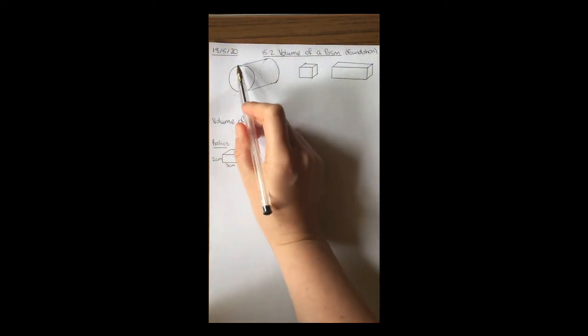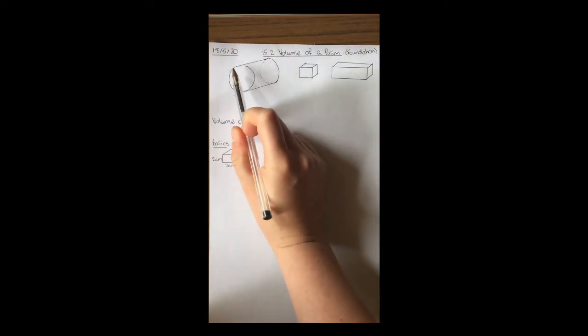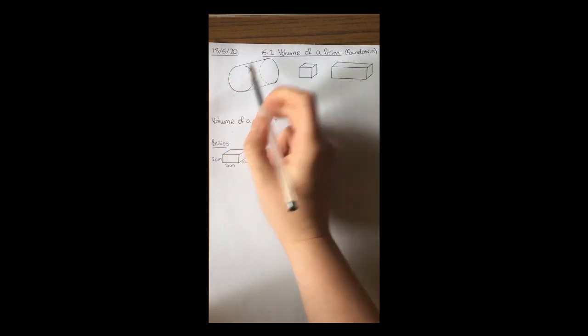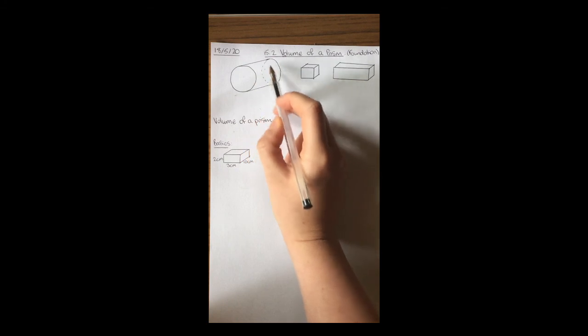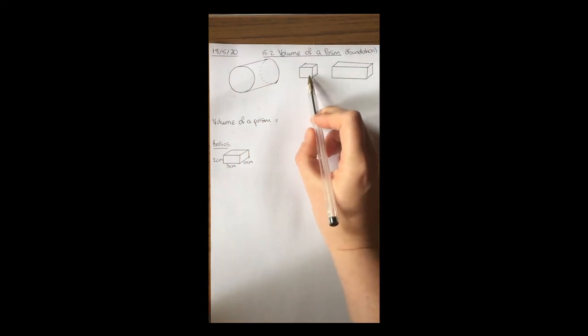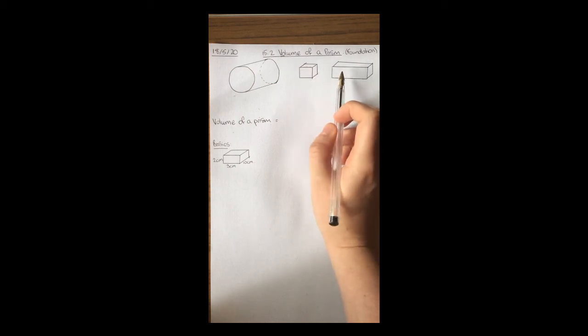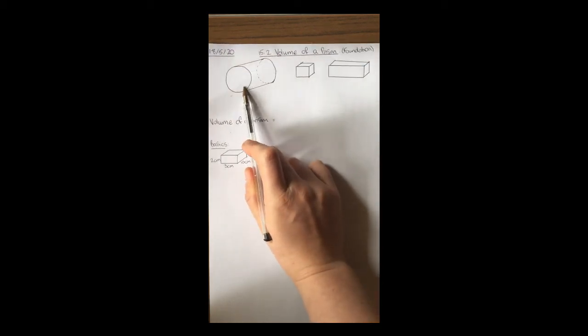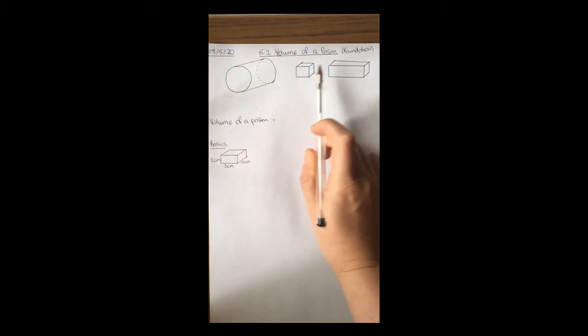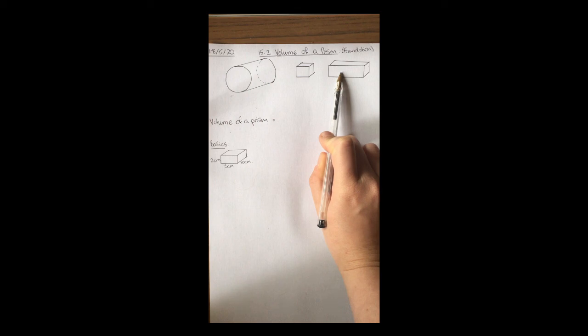So in this cylinder, you can see that this circle, that is this front face, is the same throughout. Same for this square in this cube. This front face is projected throughout the shape, and this rectangle here is the same throughout this cuboid. These three are all prisms. Cross section of a circle, cross section of a square, cross section of a rectangle.